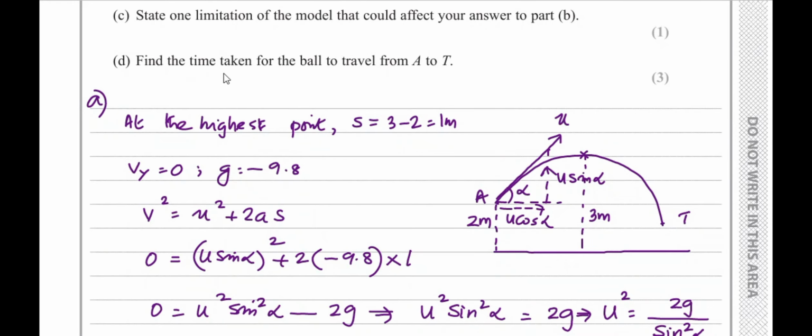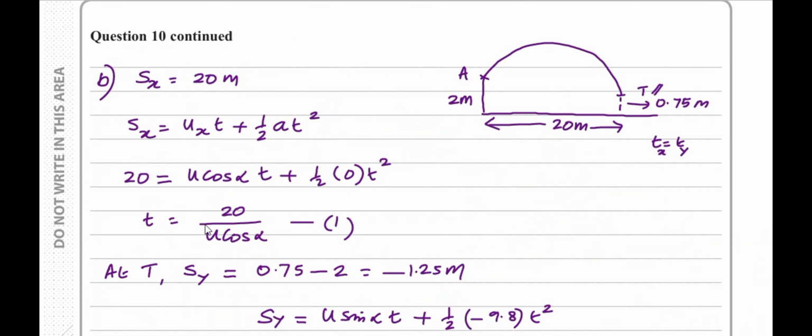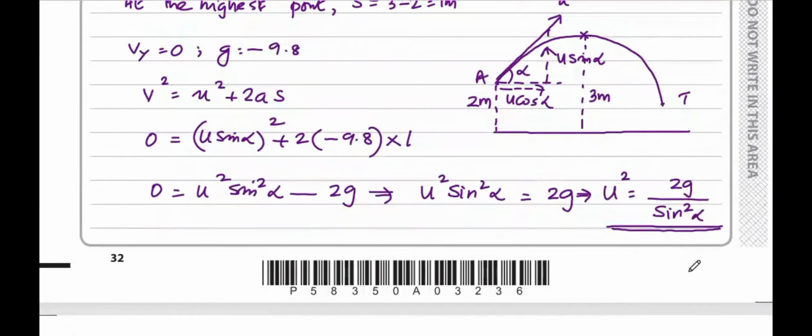Last part of the question. Find the time taken for the ball to travel from A to T. In Part B, we have got an equation for t, 20 over u cos alpha. We know alpha, but we don't know u yet. But there is another equation here. u equals square root of 2g over sine square alpha. Therefore, we can use u from here and alpha from what we calculated earlier to find out the value of t. So let's write t is equal to 20 over u cos alpha.